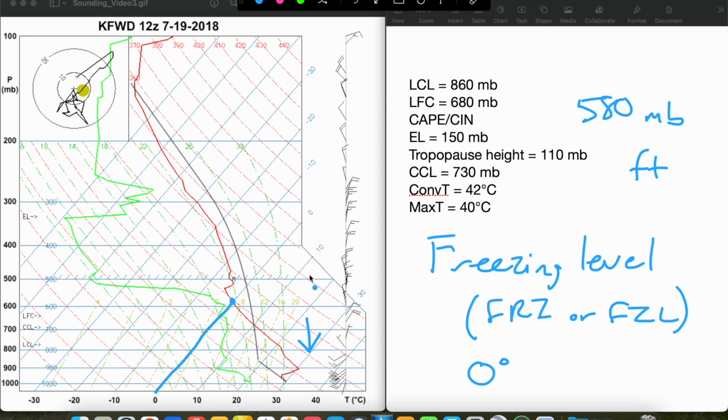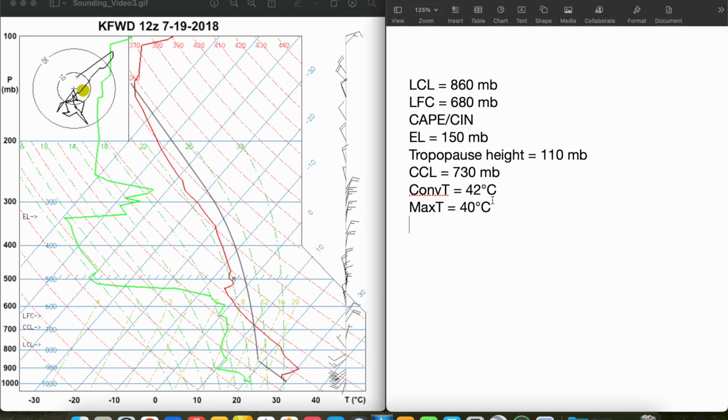We also use the freezing level in winter weather scenarios. The closer the freezing level is to the surface, the more likely that frozen precipitation is going to fall at the surface. So if you're in a winter weather situation and the freezing level is quite near the surface, that frozen precipitation aloft is not going to have much time to melt before it hits the surface. Therefore, you're going to see some form of frozen precipitation at the surface, such as snow or freezing rain, when that freezing level is closer to the surface. So we will go ahead and log our freezing level here as about 580 millibars.